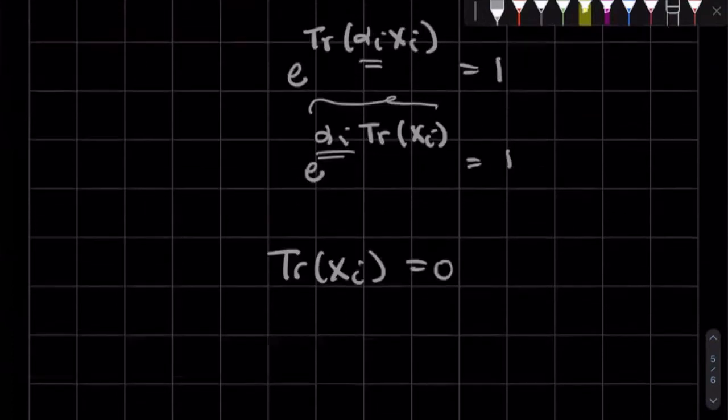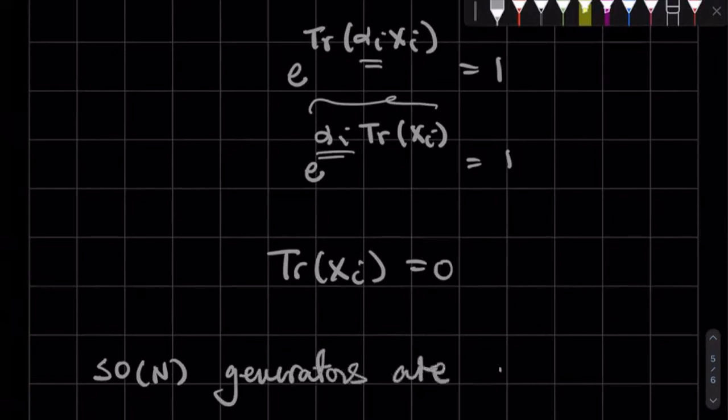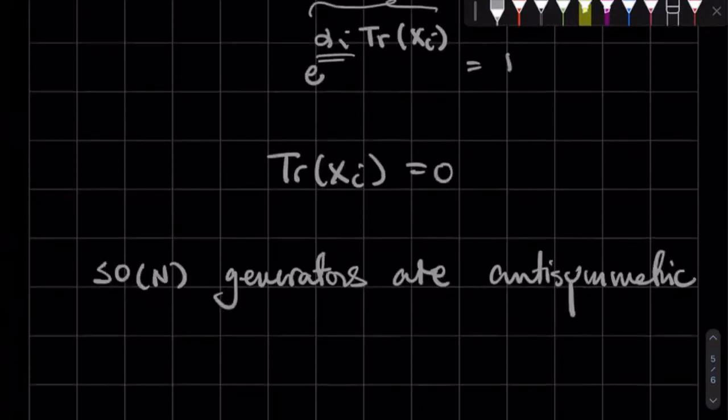So hence, we conclude that the SON generators are antisymmetric and traceless.